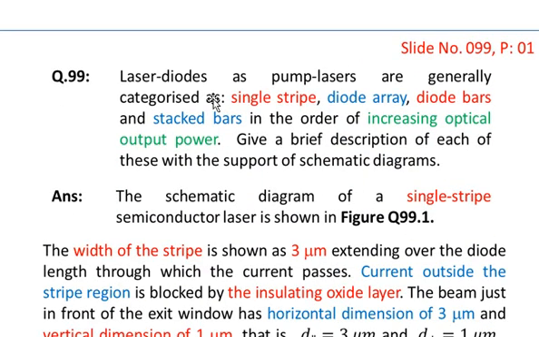Question is, laser diodes as pump lasers are generally categorized as single strip, diode array, diode bars, and stacked bars in the order of increasing optical output power. Give a brief description of each of these with the support of schematic diagrams. The answer is the schematic diagram of a single stripe semiconductor laser is shown in figure 1.